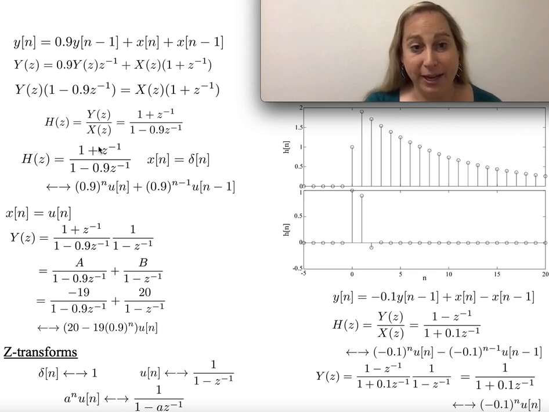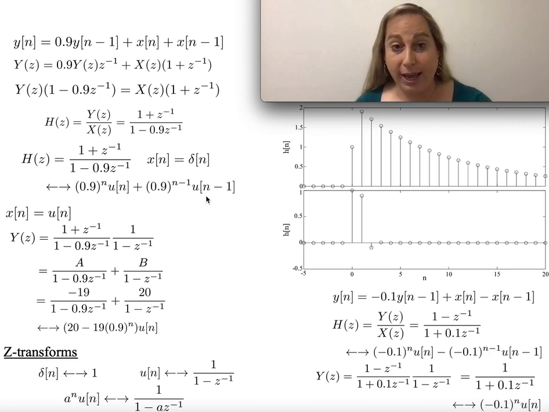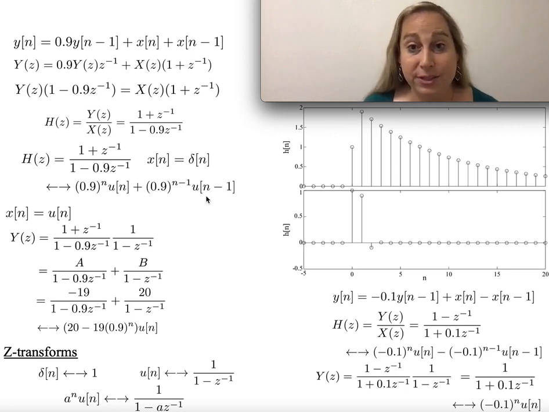And then I can take this and inverse transform it. I've got a 1 and a z to the minus 1. That gives me a 0.9 to the n and a 0.9 to the n minus 1, delayed over n minus 1 time. And you're like, this is really cool. I can really solve this. In fact, for that first transfer function, this is exactly the response I would get.